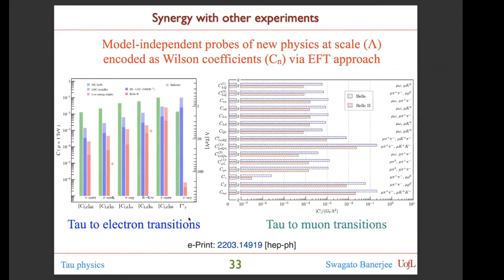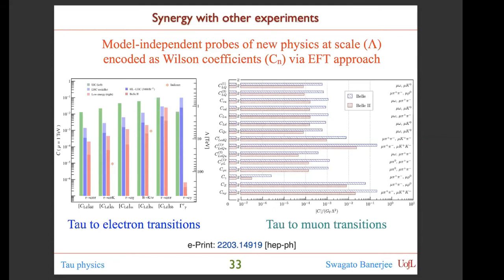It's quite interesting to look into the model independent probes of new physics by looking at the Wilson coefficients, the Cn, at different scales. So this plot shows how the different measurements from BaBar, LHC, and Belle and other experiments compare.